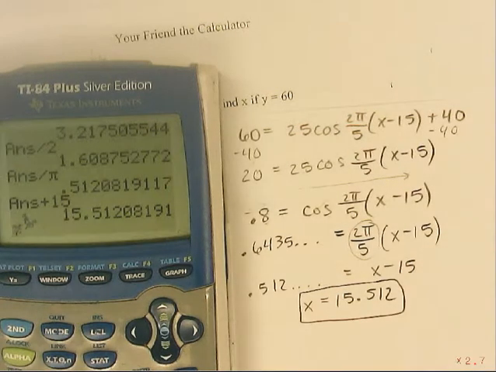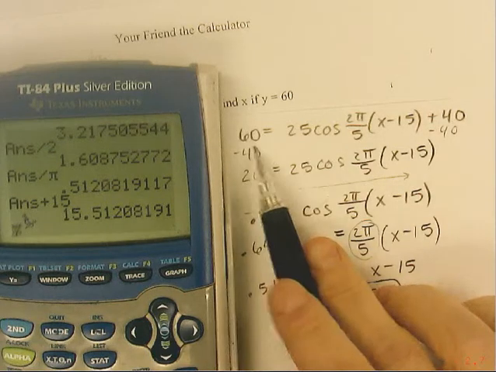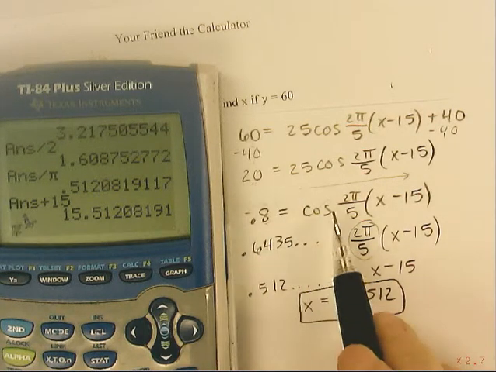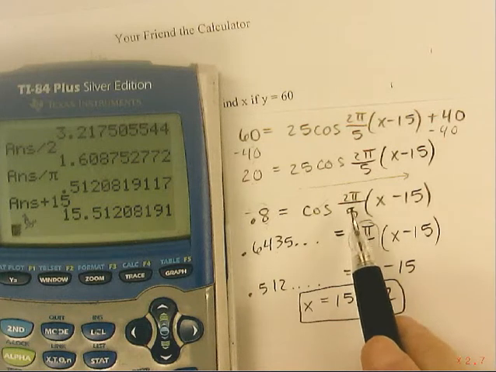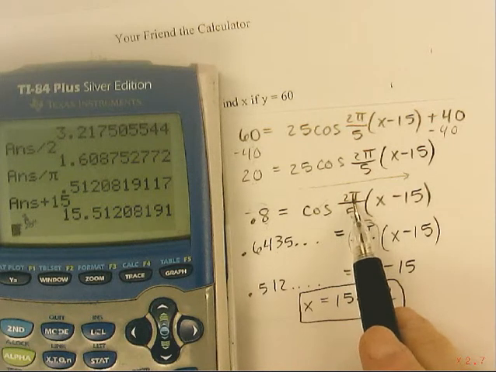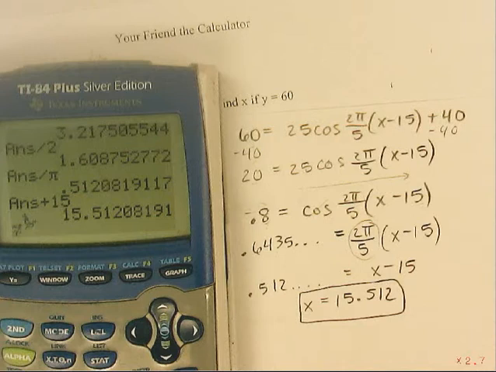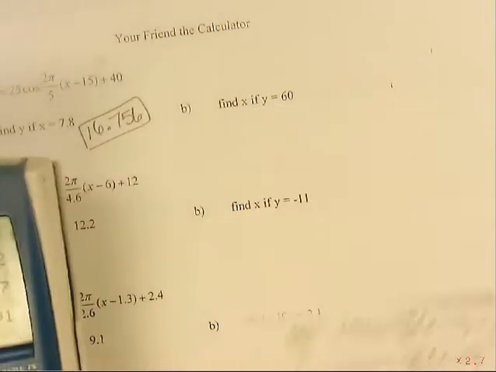Okay. And like I said, it looks like a lot of work, but you guys will kind of see how to solve for these. We're just subtracting first, then you divide, take the cosine inverse, multiply by 5, divide by 2, divide by pi, then add 15. You're just reversing it from left to right. Okay, we can try one more of those real quickly.